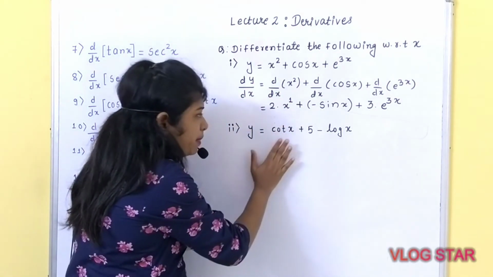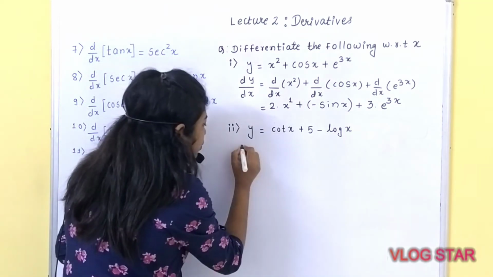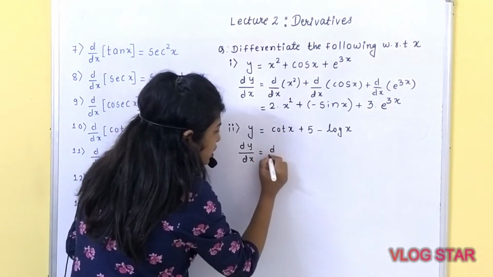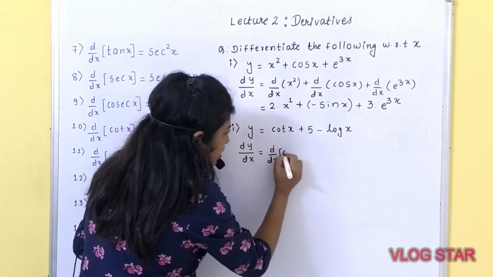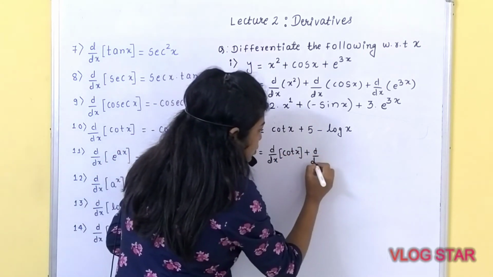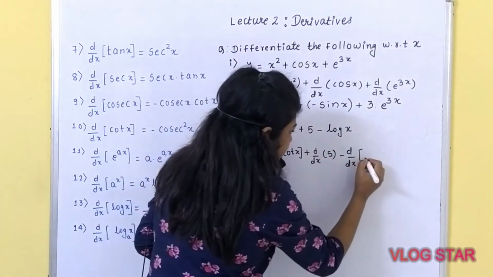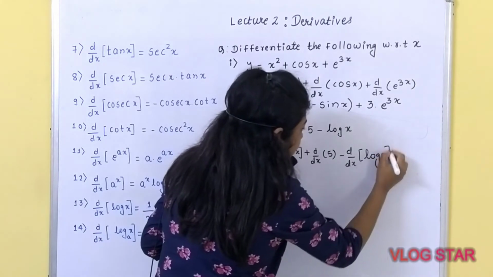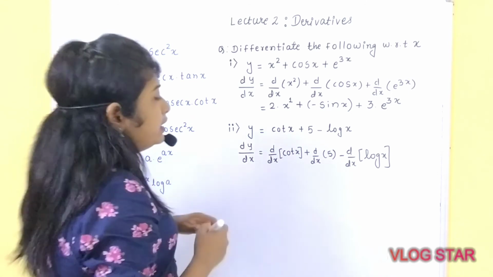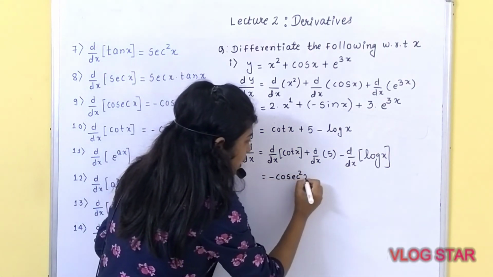Coming to the example number 2. Now you need to solve this particular example. How you are going to find out the derivatives of y with respect to x? First you need to separate out each and every term, that is derivatives of cot x plus derivatives of pi minus derivatives of log x. Am I right? So as you know that what is the derivatives of cot x given? The derivatives of cot x is minus cosec square x.